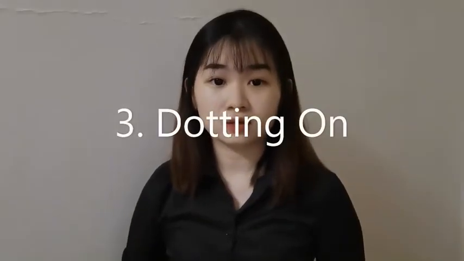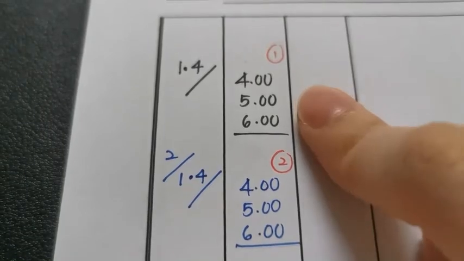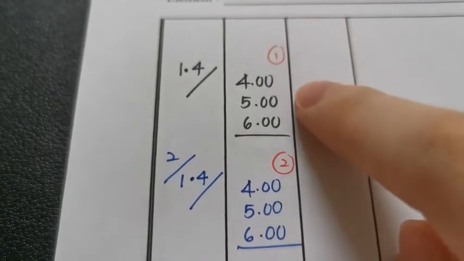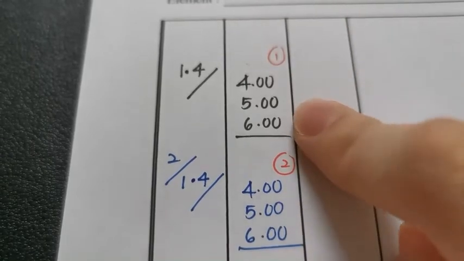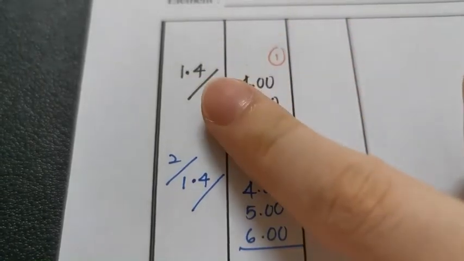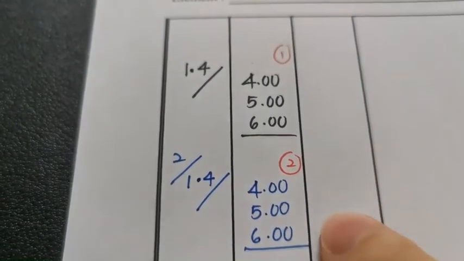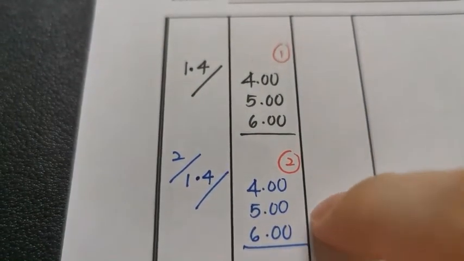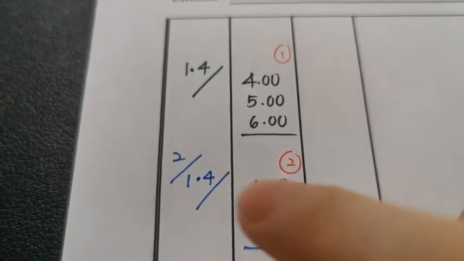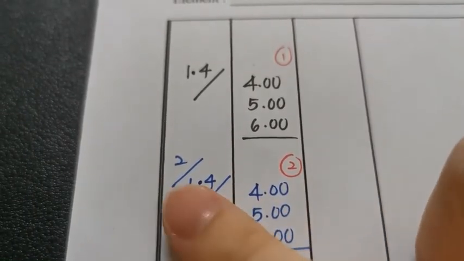Third, dotting on. Dotting on is used to add dimensions together in the timesing column rather than multiplying. The numbers are positioned diagonally in the column with a dot between them to avoid any confusion with a decimal. The first example shows that the cubic measurement of 4.0 times 5.0 times 6.0 is multiplied by 1 plus 4. The second example shows that the same measurement is multiplied by 1 plus 4, which is then multiplied by 2.